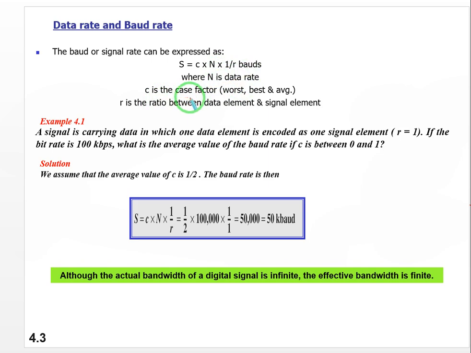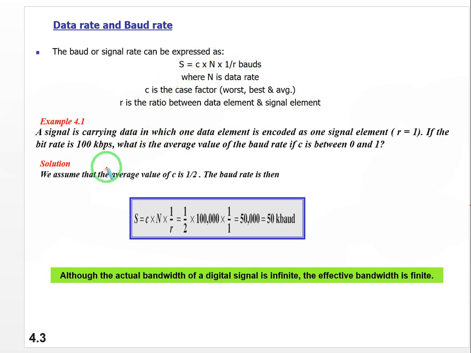c is the K factor. We have three different factors: worst case, best case and average case. What kind of factor is it? Later on we will know. When we are sending our data in a medium, what is the condition of the medium? It can be worst, it can be good, it can be best. So this kind of factor we will use for the transmission of data. And r is the ratio between data element and signal element. So this is your formula basically.